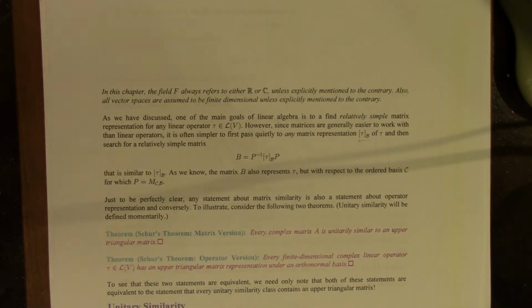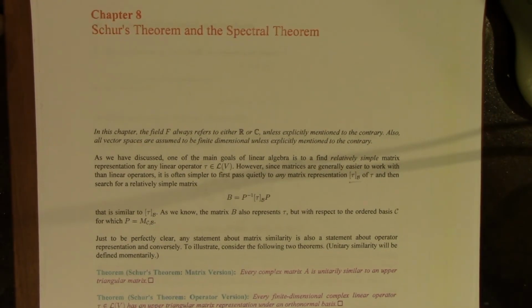We finally come to the point where we can discuss and prove two cornerstone theorems in linear algebra, Schur's theorem and the spectral theorem. It has been said by some very knowledgeable people that Schur's theorem is probably the single most important result in all of matrix theory. So that's a pretty impressive statement.